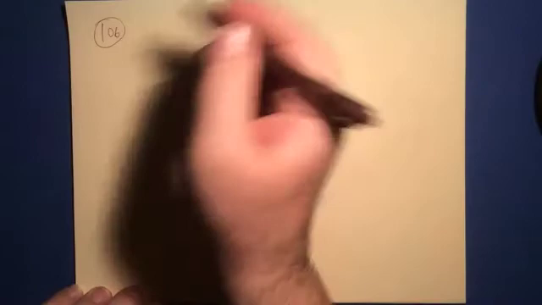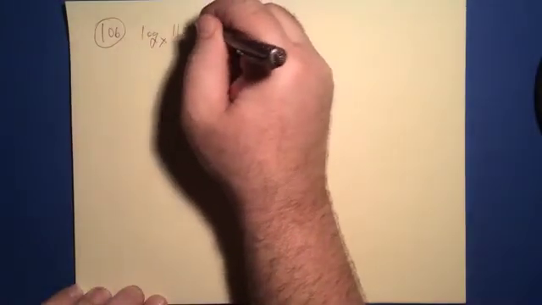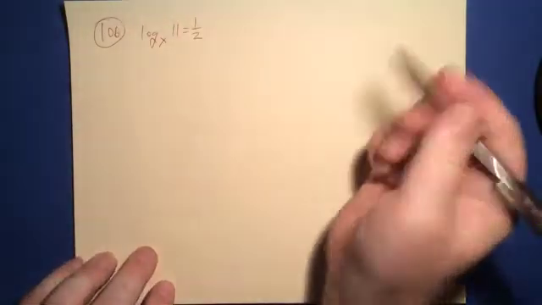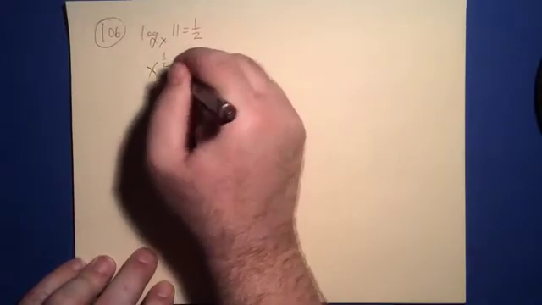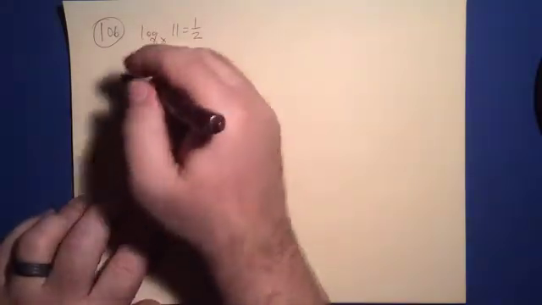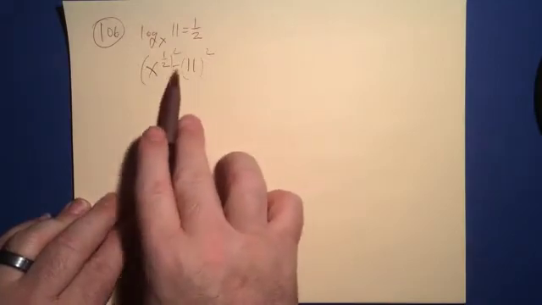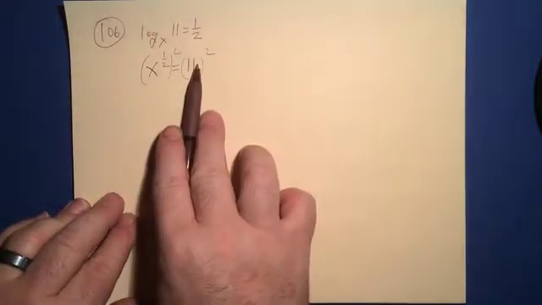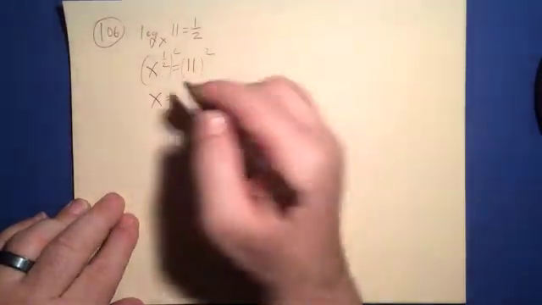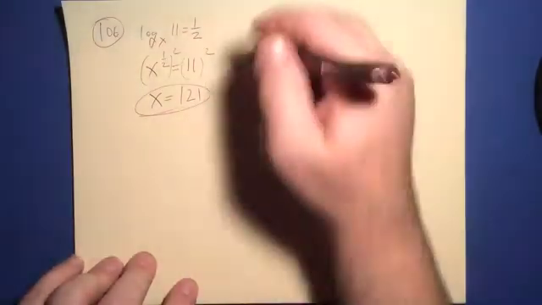106. We're going to have log base x of 11 equals 1 over 2. So what we're looking at here is x to the 1/2 is equal to 11. If I want to solve for x, that means I'm going to need to square both sides of this. So you may want to write down what I had originally had there before I squared both sides. And then x, because 1/2 times 2 will be 1, will be 121. And there's our answer for 106.